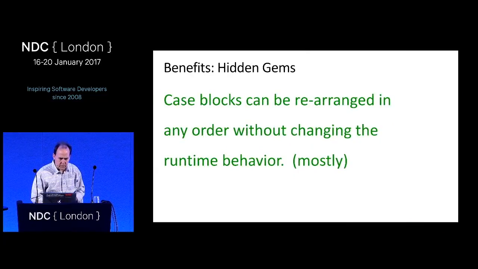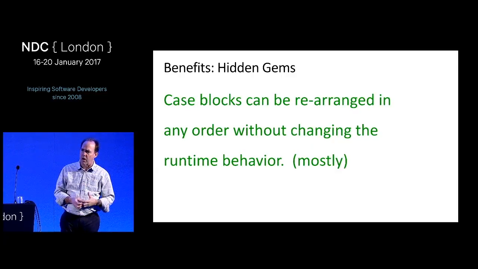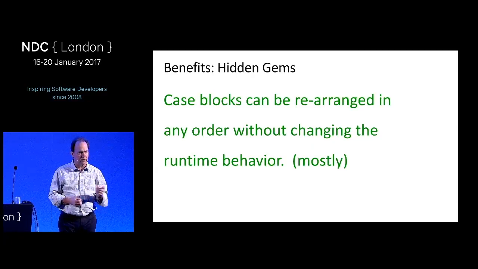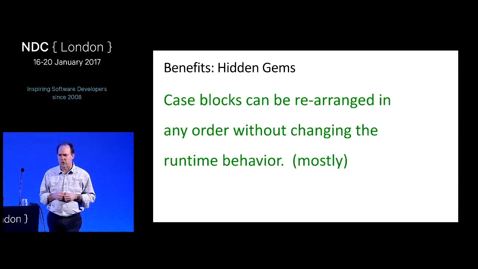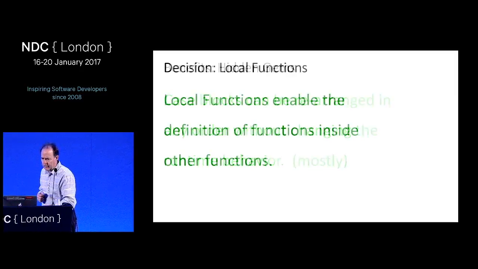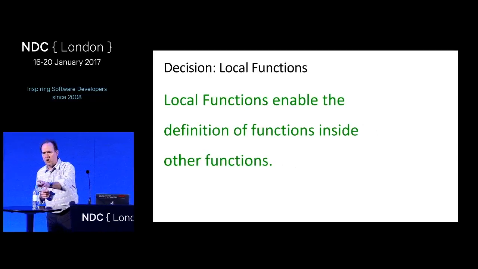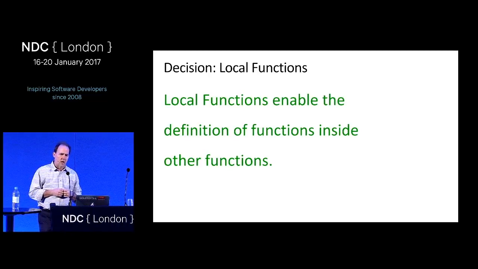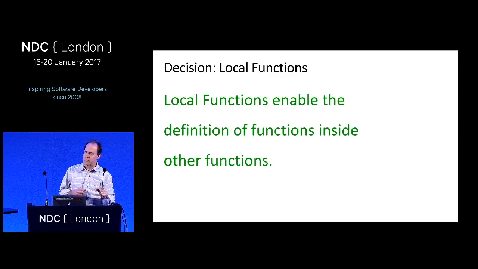So I did that one kind of as a preview for one of the decisions that we talked about, and we'll go into more depth into how the switch statement is really changing on Friday when I talk a lot about the pattern matching features that are being added in C#7. So one of the next ones that's coming in C#7 is a feature called local functions. Local functions enable the definition of functions inside other functions.